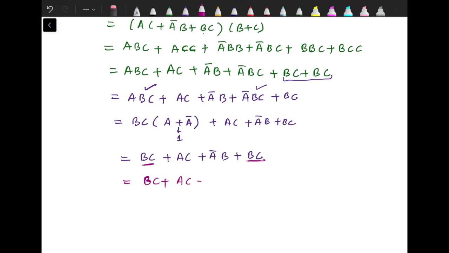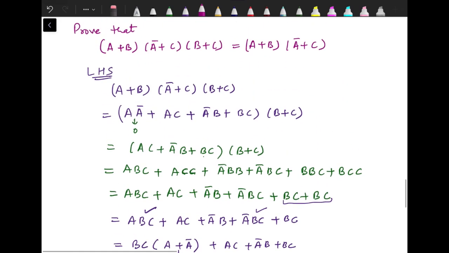Then we have ac plus a complement b. Now in this, if we see, we don't have any other option. If we take c common from here, then it becomes c into (a plus b), or if we take b common from here, then we have a complement b. So we are not able to reduce it further. So our left hand side is equal to this.